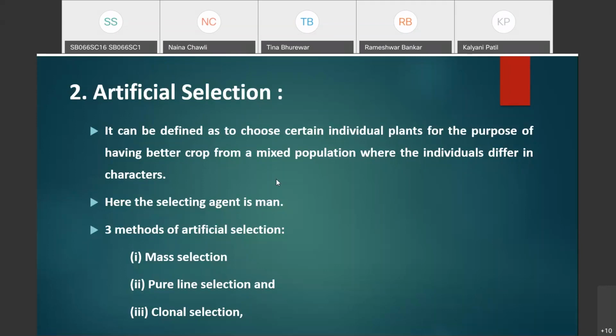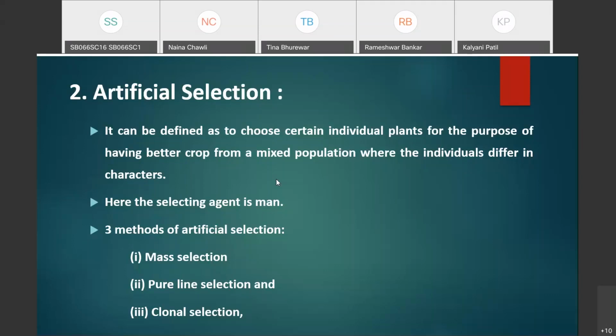Okay, there are two types of selection. The first one is natural selection, which is carried out by nature, and the second one, artificial selection, is the selection carried out by man or human beings. There are three types of artificial selection: mass selection, pure line selection, and clonal selection. We will discuss these three types in detail one by one.